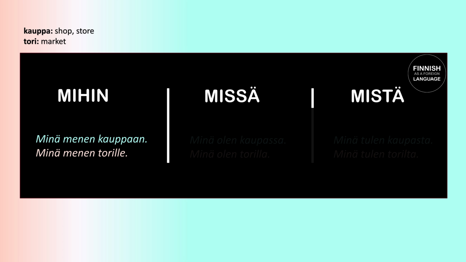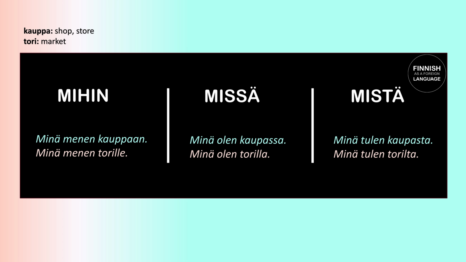So when we get asked, mihin sinä menet, we can either answer, for example, minä menen kauppaan, or minä menen torille. But when we get asked, missä sinä olet, where are you? We answer, minä olen kaupassa, or minä olen torilla. And when someone is asking us, mistä sinä tulet? Where are you coming from? Then we can say, minä tulen kaupasta, or minä tulen torilta. Alright, that was the repetition.